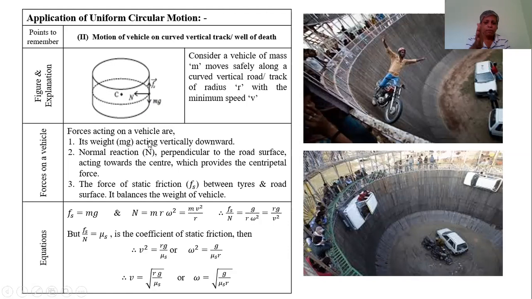Normal reaction: the road surface is vertical like this, and the motorcyclist is here. Therefore, the normal reaction is normal, perpendicular, to this road surface. This is the normal reaction. This normal reaction force, perpendicular to the road surface and acting towards the center, provides the centripetal force.